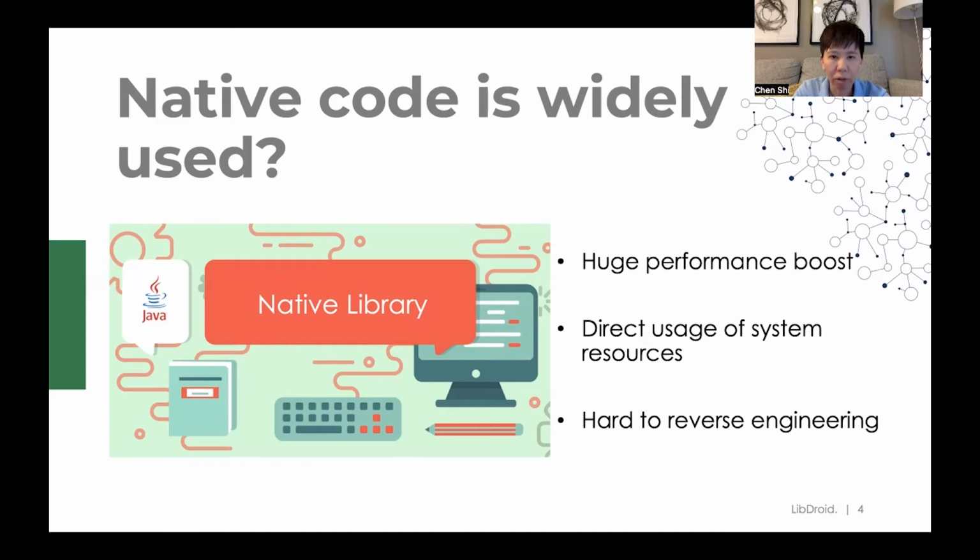which are zip files. So at runtime, the JVM loads the zip file's bytecode and compiles it into machine code. Compare that with native code, which has no warm-up time. So native code can have a huge performance boost when executed on the Dalvik virtual machine. In addition, native code has direct usage of system resources with the ability to manipulate its own process components.